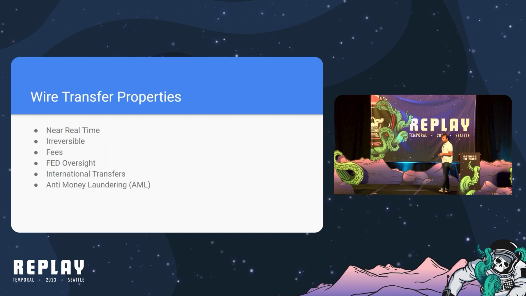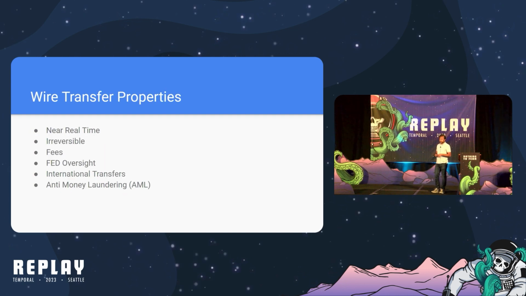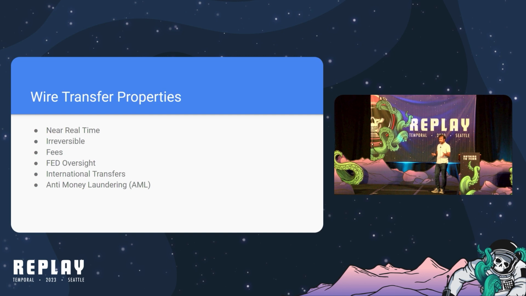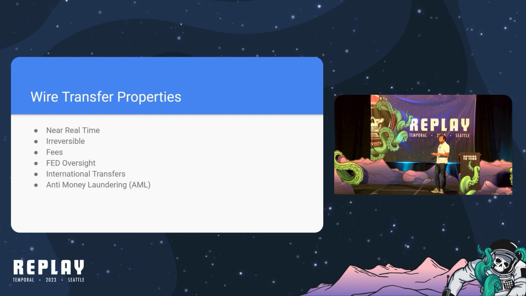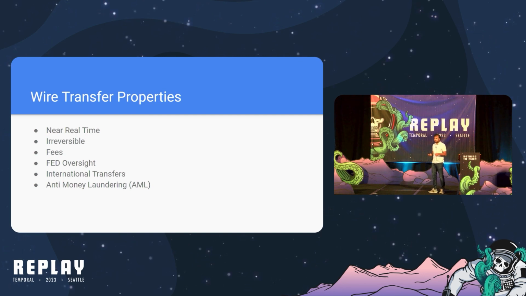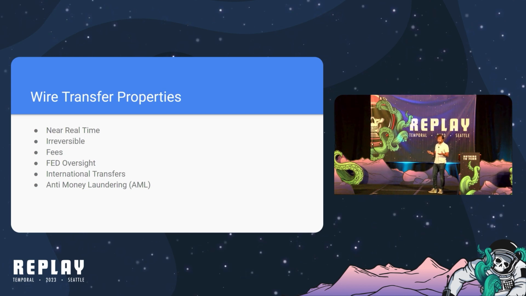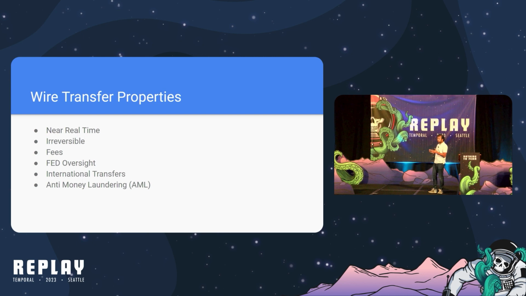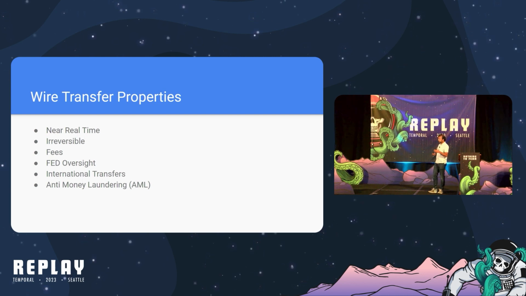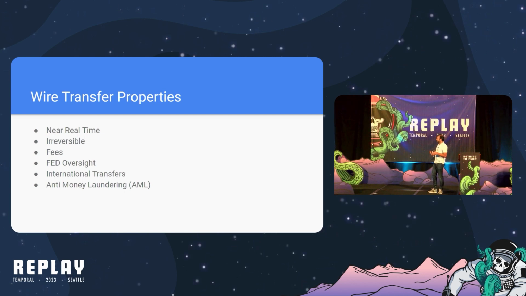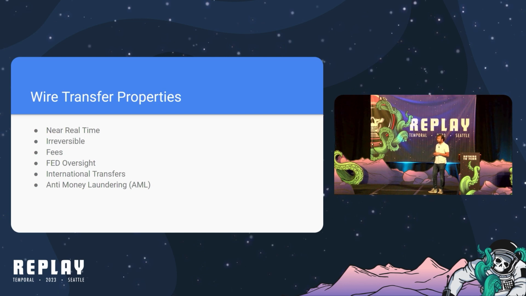All right, let's get to some wire transfer properties. Just like ACH, there are some commonalities, but we'll go through them later. But wire transfers are mostly real time, in the sense that sometimes they might take a day, because if you're hitting some anti-money laundering checks or the bank needs to do some extra oversight, then it's not going to be real time, but mostly it's going to be on the same day. They're irreversible.